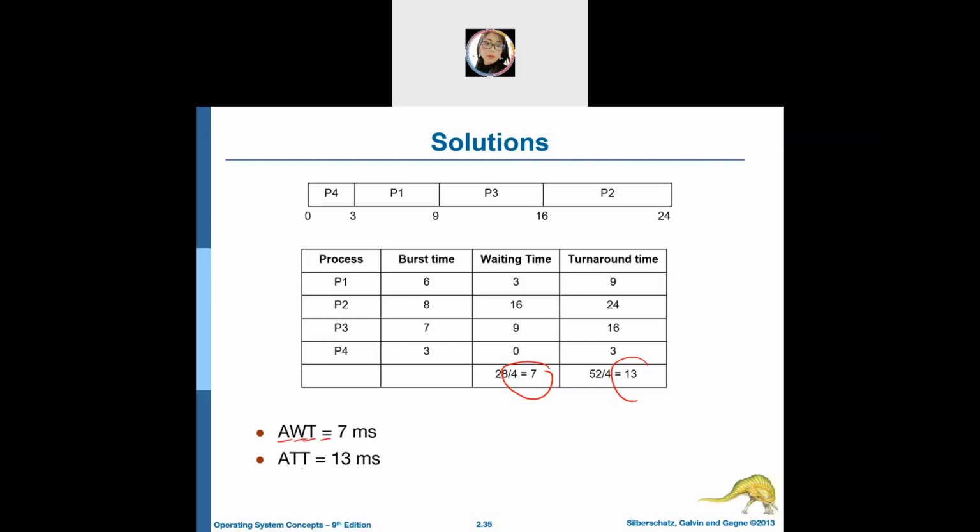AWT, ATT. I think you also know these are short forms for what? And your waiting time and turnaround time, the unit must be in milliseconds.